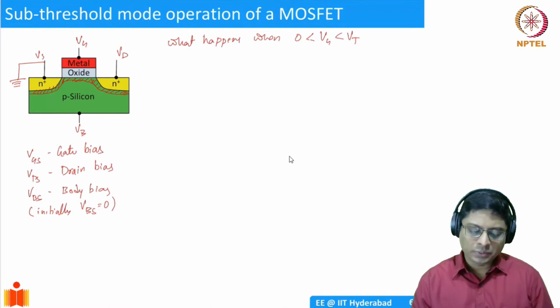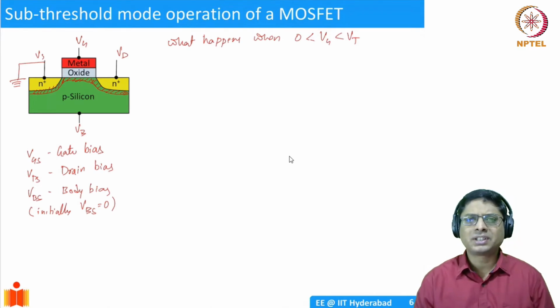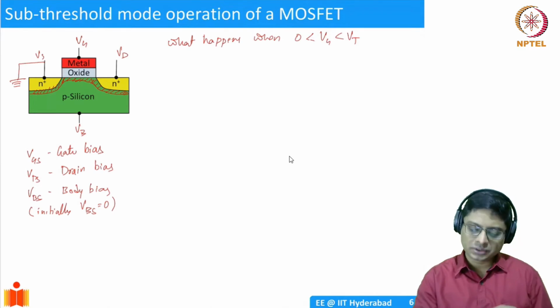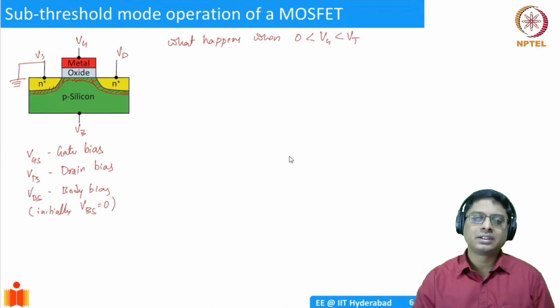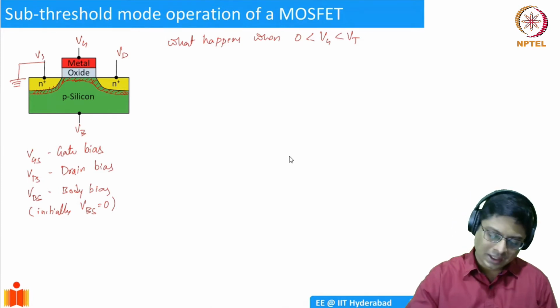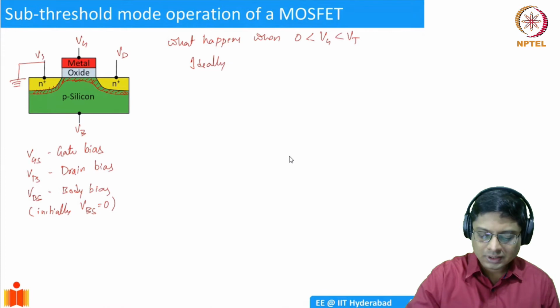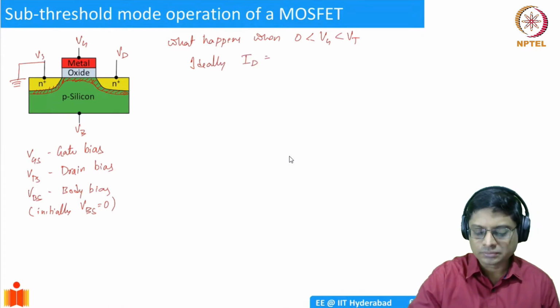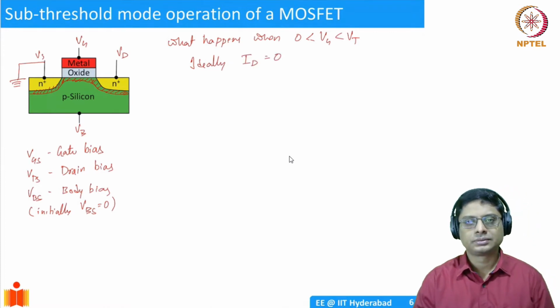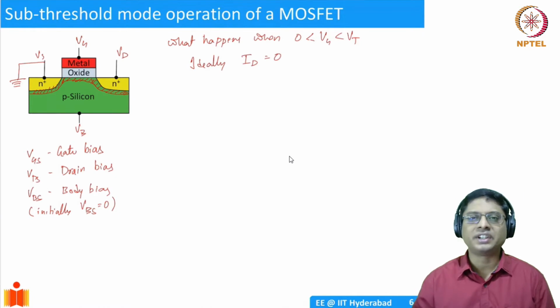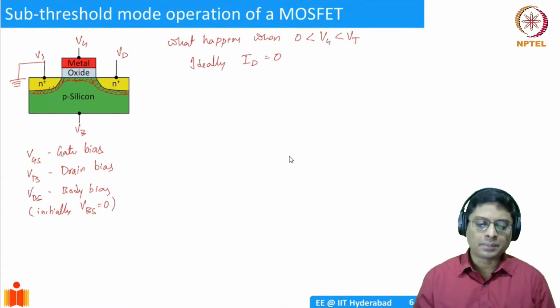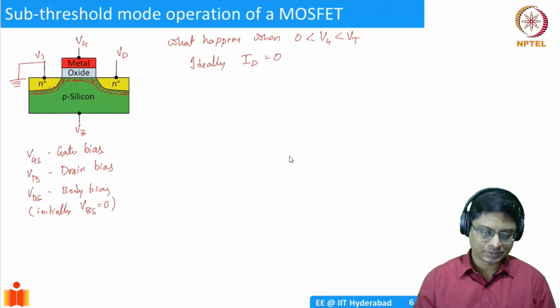So now what do we expect in this voltage regime? Well, there is simply depletion, but there is no inversion charge. So there is no connection between the source and the drain. So do we expect any current? Well, ideally, ID equal to 0, because Vg is less than Vt. But what happens practically?